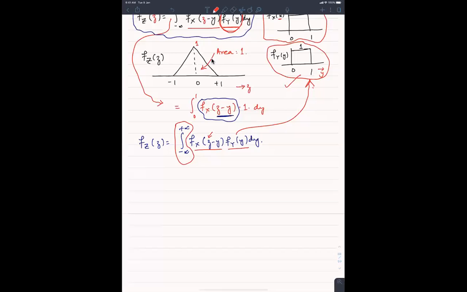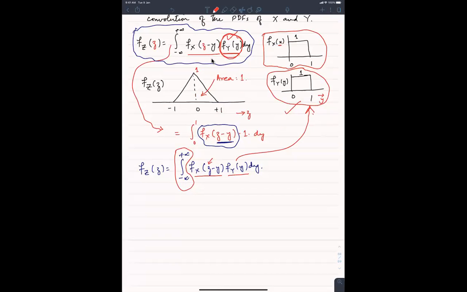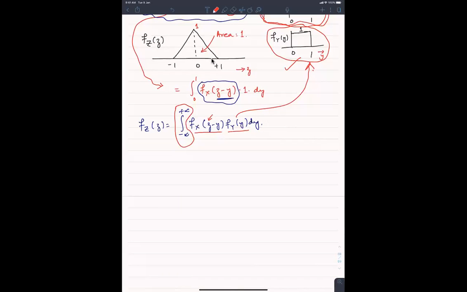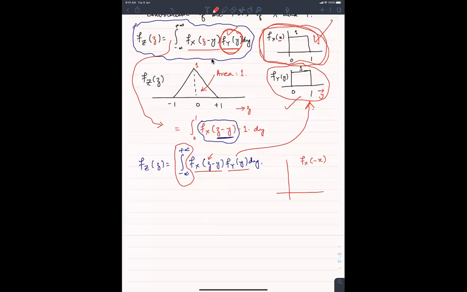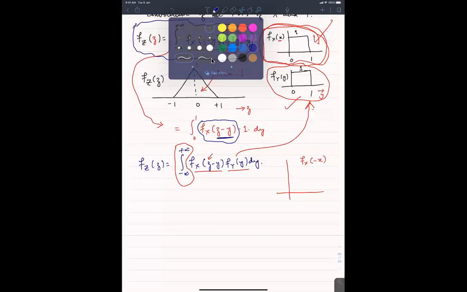सबसे पहले तो हम लिखते हैं fx of x. वो हमें पता है कि fx of x is given to us as this probability density function. ठीक है? अगर मुझे fx of z minus y लिखना हो तो स्टेप वाइज करते हैं. तो मैं इसको कहता हूं कि ये fx of minus x कैसा होगा? fx of x हमें पता है कि ऐसा है. fx of minus x कैसा होगा?